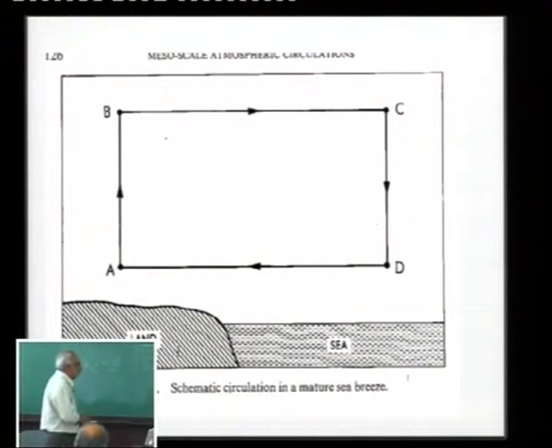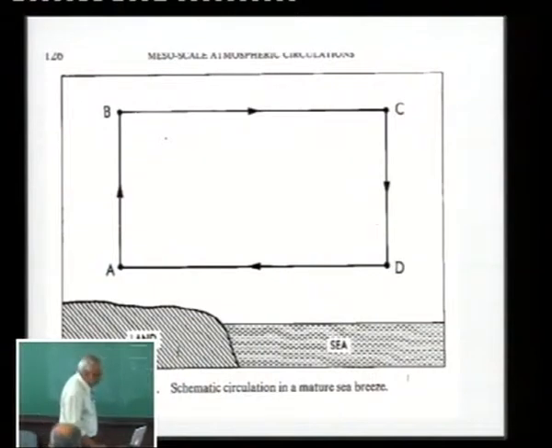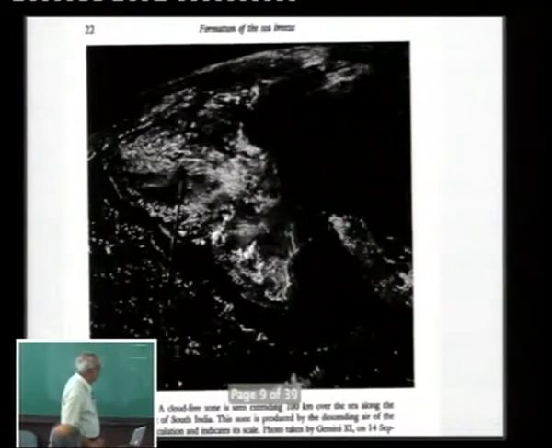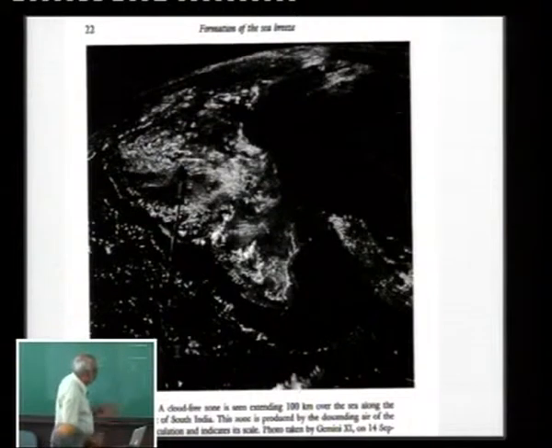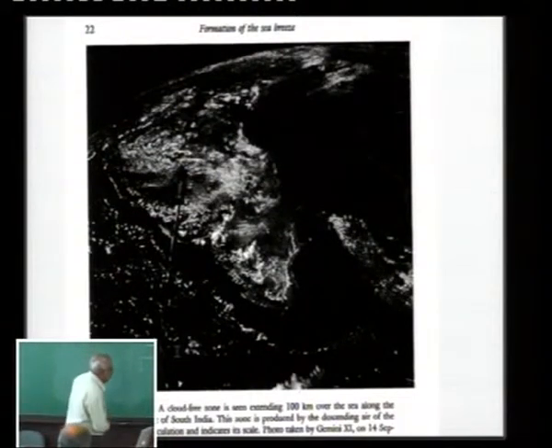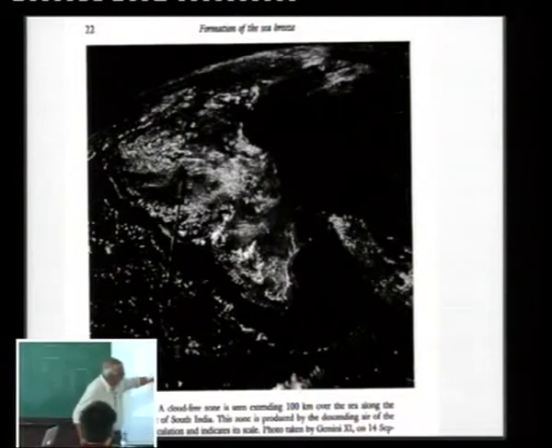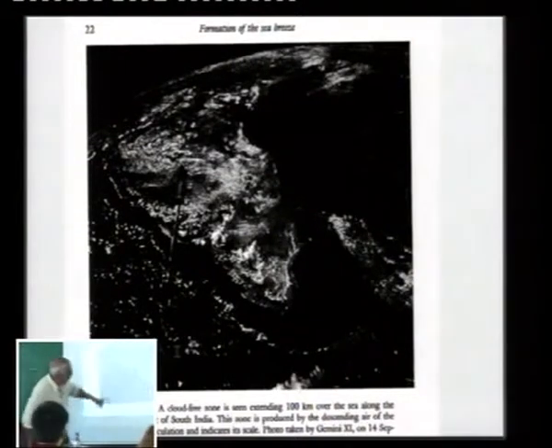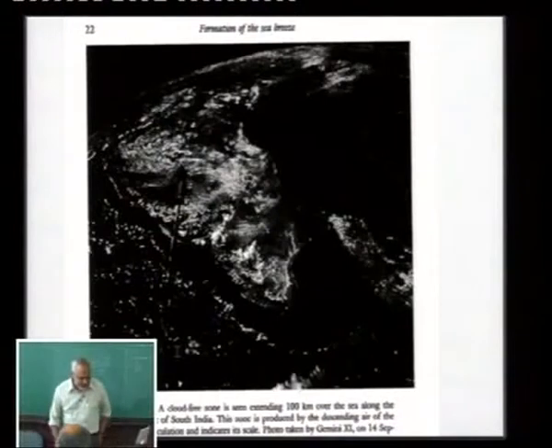So here is a typical schematic of a mature sea breeze. It gets heated up at the land and then has a circulation in that fashion. Okay, and here's a satellite picture. It's not so good. Perhaps the first satellite picture of the subcontinent. So you can see that this part near the west coast is completely cloud-free because the sea breeze is setting in.